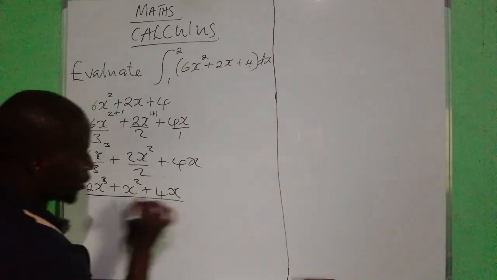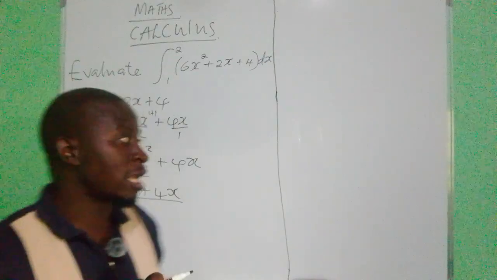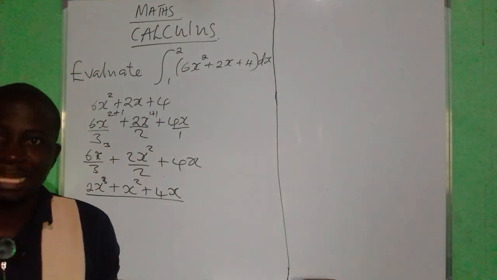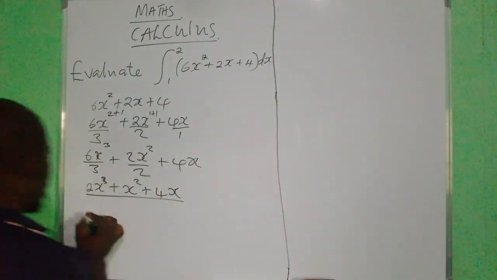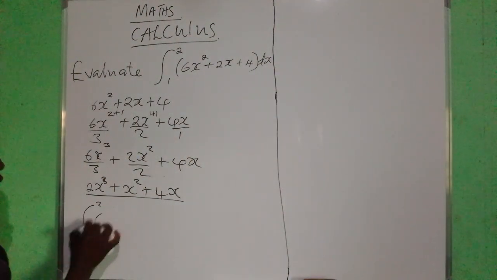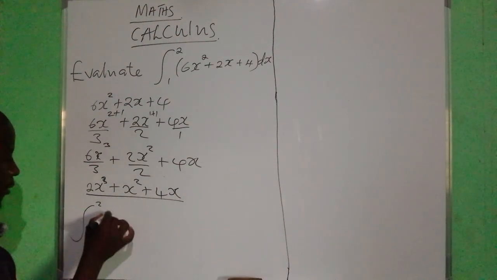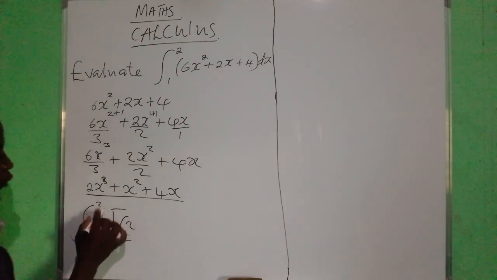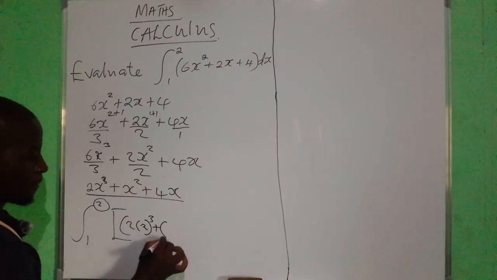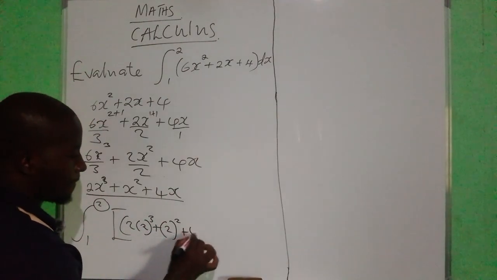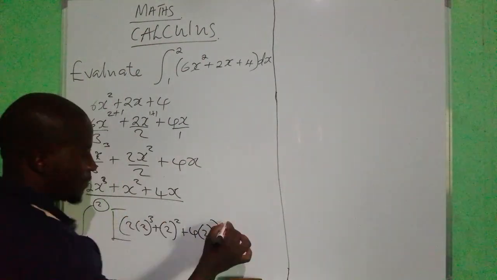By doing this, you've integrated. Now they want you to evaluate. After integrating, you fuse in the upper limit and the lower limit so that you may find the value. So from there, with the integration having limits 2 and 1, we have to work out this. You fuse the upper limit, 2, in the value of x. Then you subtract with the lower limit.